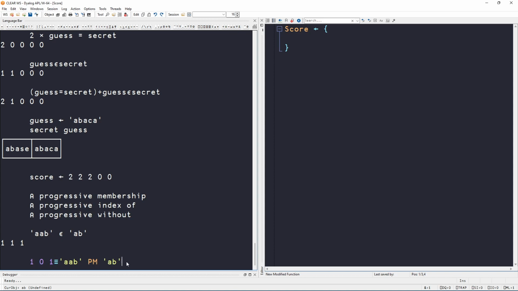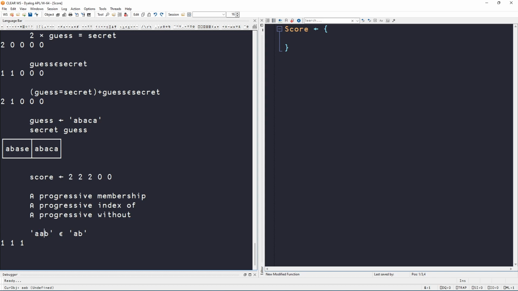And this is basically what we want to do. We want to implement progressive membership for this. So how are we going to do that? Well, we're going to make use of a function that's going to tag each element with its count. So instead of considering only the elements by themselves, we want to tag them with their unique ID.